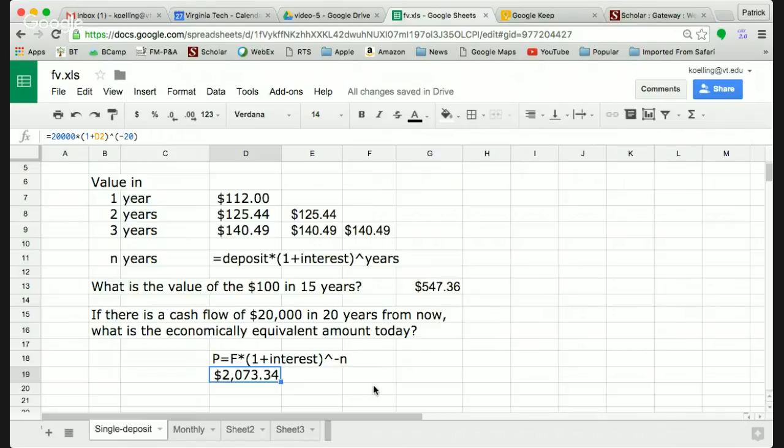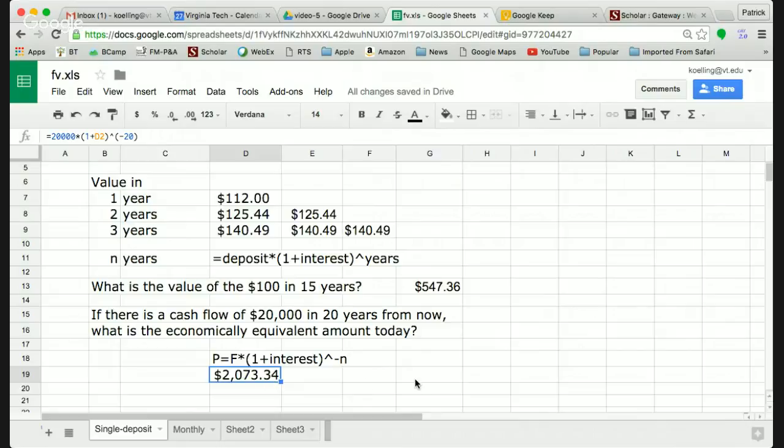So if we want to have $20,000 20 years from now, all we need to deposit today is $2,073.34, provided the interest rate is 12%. If the interest rate is something different, of course, we'll get a different answer here.